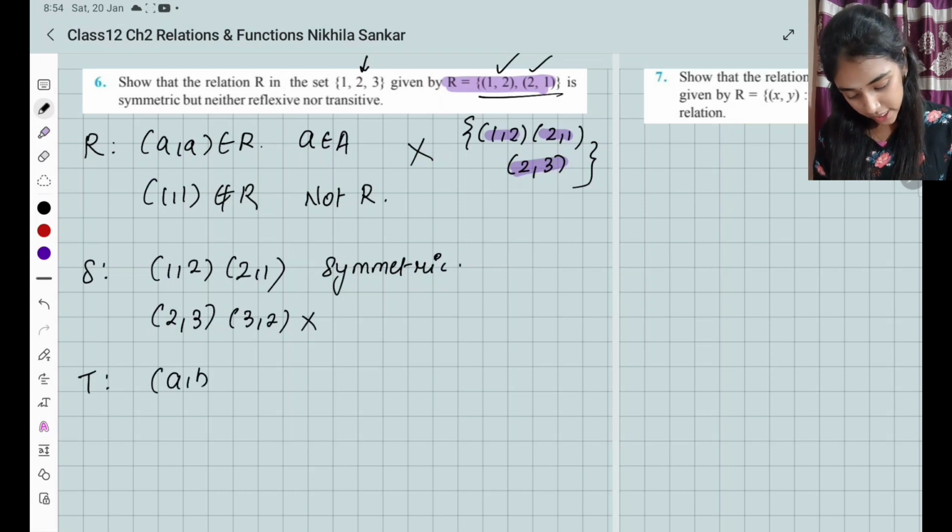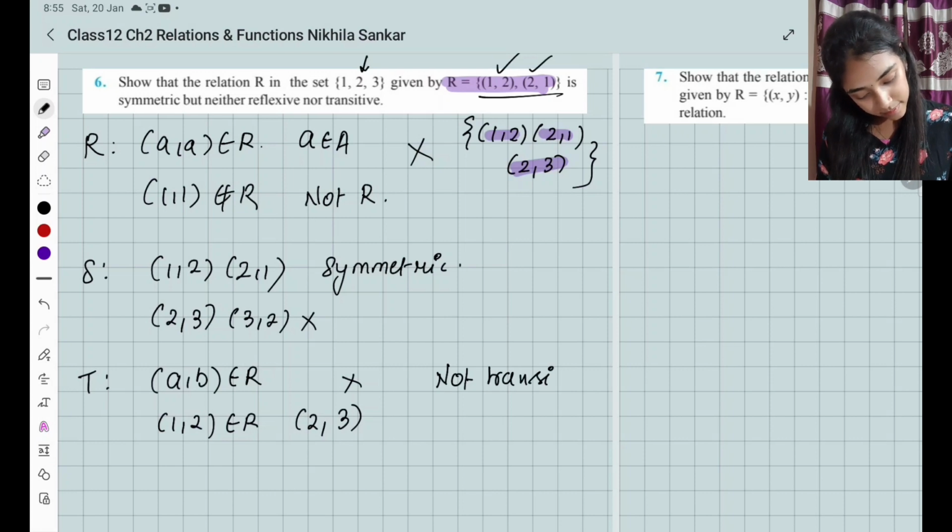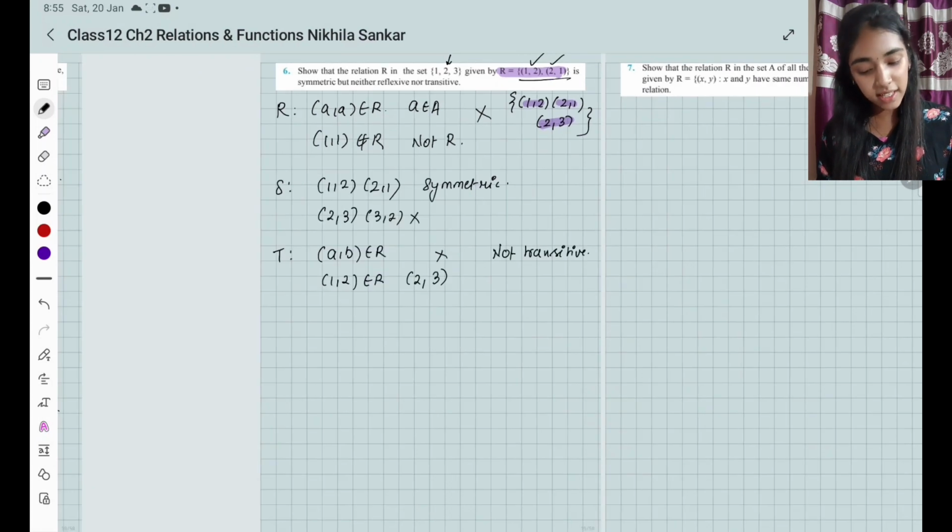Okay? இப்போ next transitive. Okay, இப்போ transitivity நம்ம என்ன சொல்ல போறோம்? You have A, B belongs to R, which means என்ன இருக்கு? 1, 2 belongs to R, 2, 3 னு ஒன்று இல்லவே இல்லை. It is not even in the relation, which means this is definitely not going to be transitive. Okay, so not transitive.